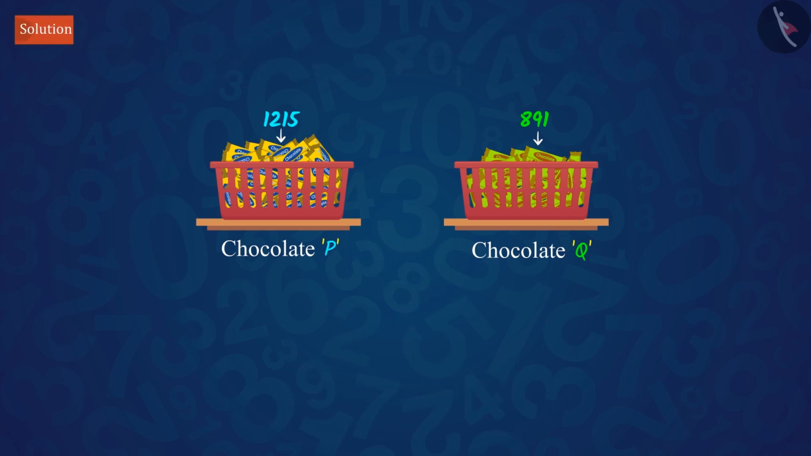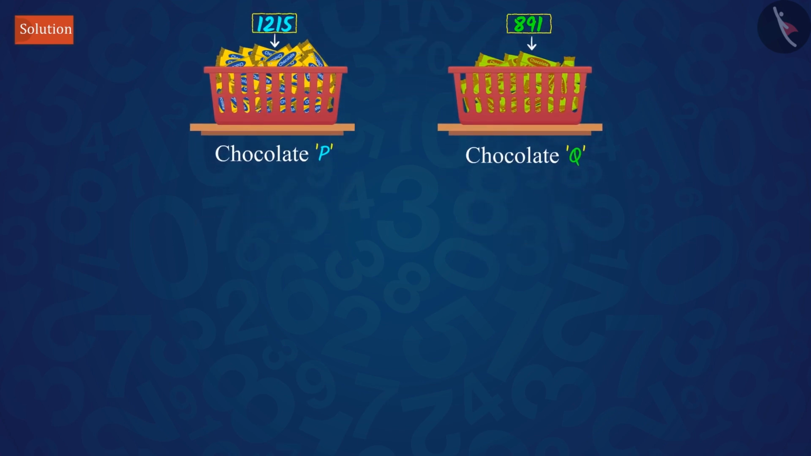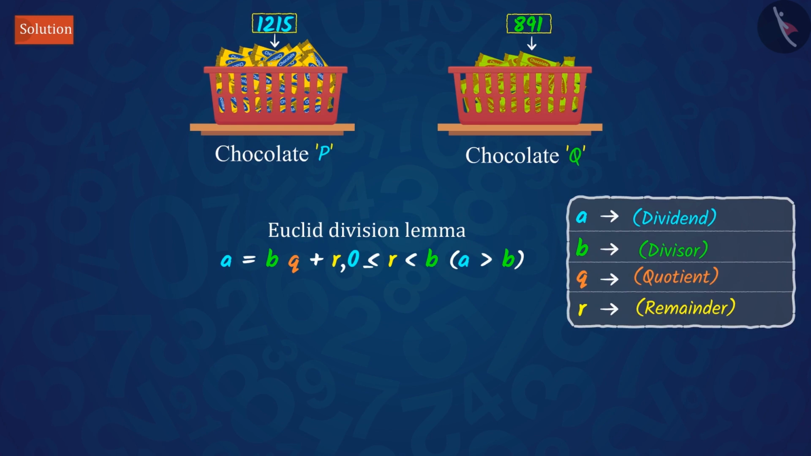You can also solve this by the hit and trial method. But here we will solve this in a stepwise manner, for which we will find the HCF, that is, the highest common factor of the numbers of both types of chocolates. For this, we will use Euclid's division lemma A equals B multiplied by Q plus R. Let's try to solve it together.